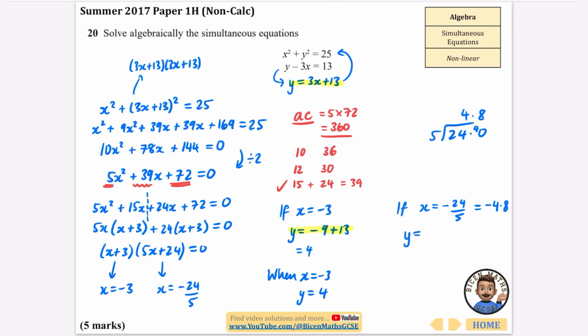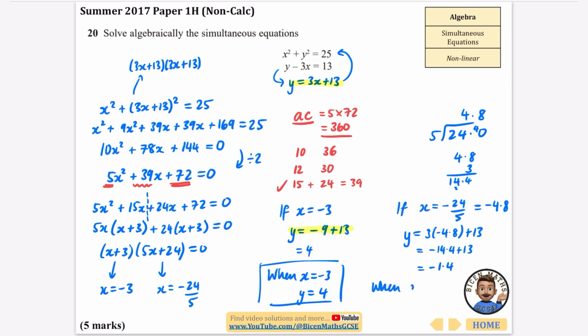And so y is going to be equal to 3x. So that's 3 times minus 4.8 plus 13. Well, let's do 4.8 times 3. That's going to give me 24, and 3 times 4 is 12. That's 14.4. So that's going to be minus 14.4 plus 13, which is minus 1.4. So we've got this as one of our solutions, and the other one is when x is equal to minus 4.8, y is equal to minus 1.4.